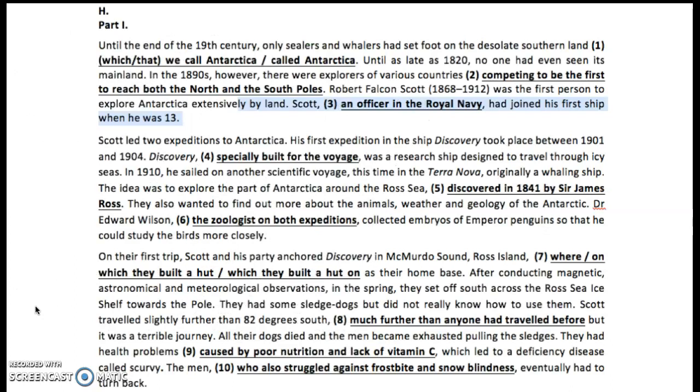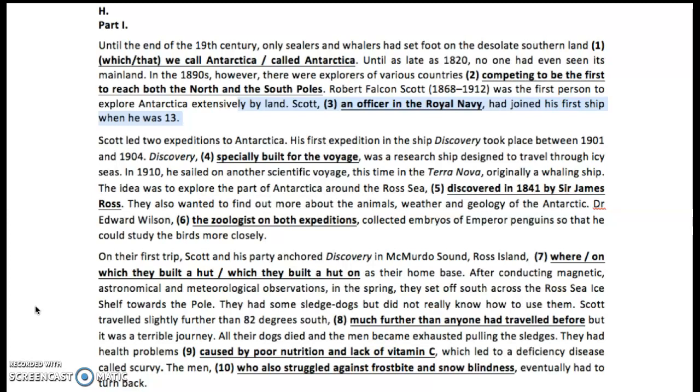Part H, Section 1, Number 1. Omitted relative pronoun. When there is a subject and a verb after the relative pronoun, you can omit it. That's why the answer which or that is given in brackets.